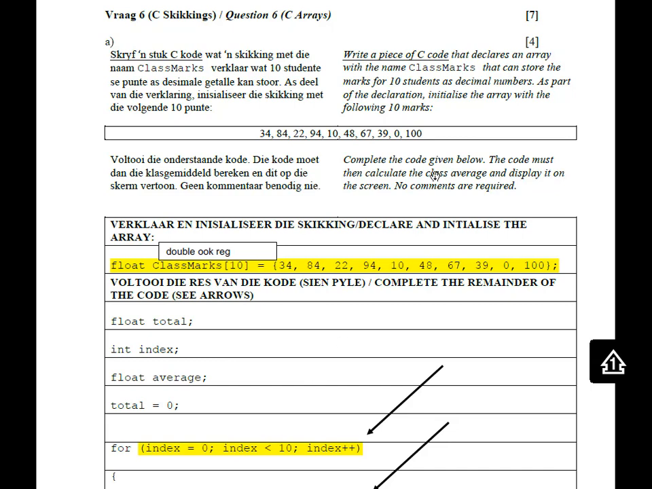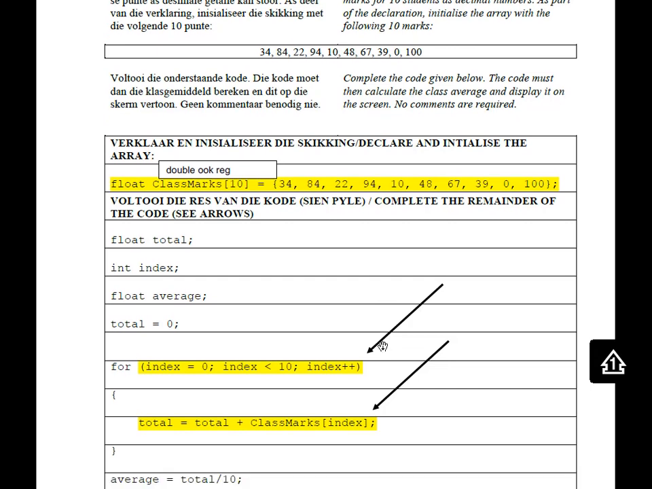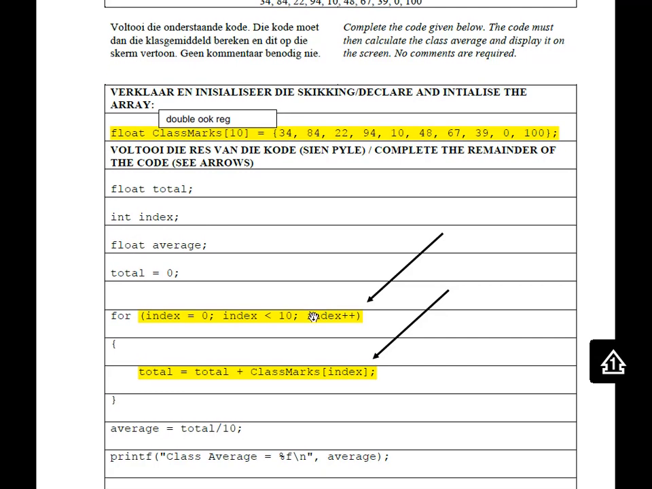Then the second part of the question is, complete the code given below. I think what you probably have is only this part, and maybe the keyword for with empty brackets, but you had to complete these yellow parts over here. Essentially, that part calculates the class average and displays it on the screen. So we're going to loop.